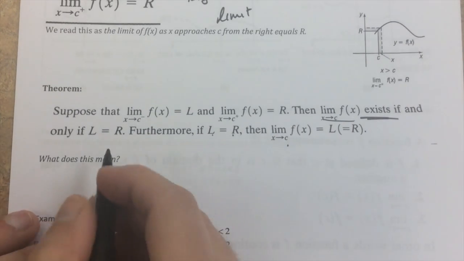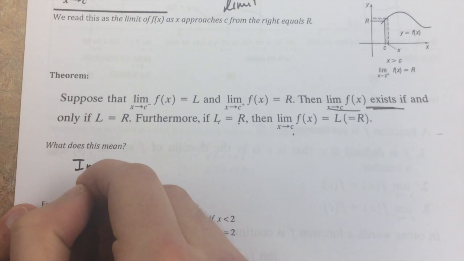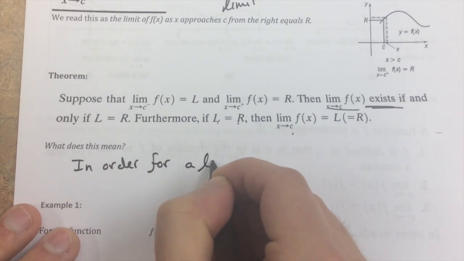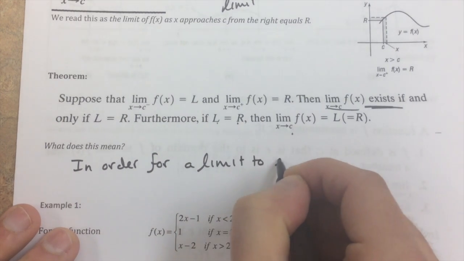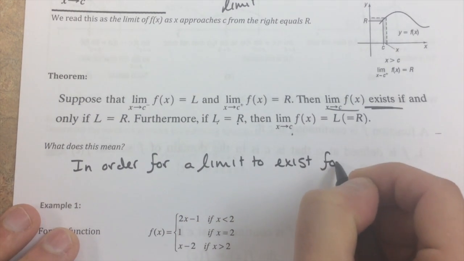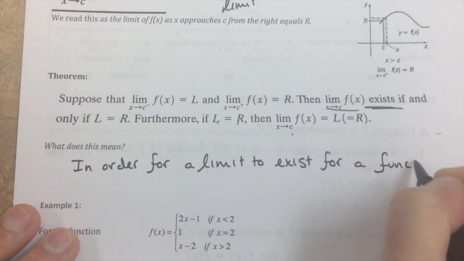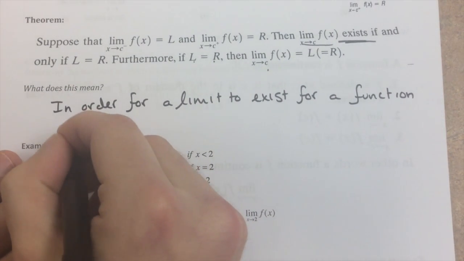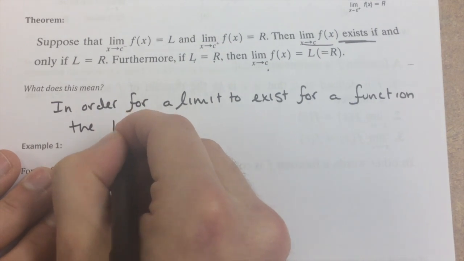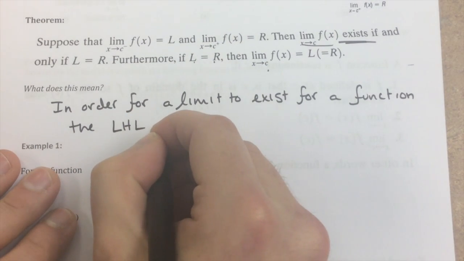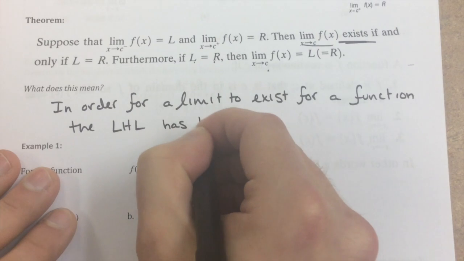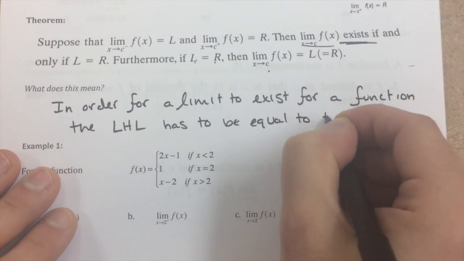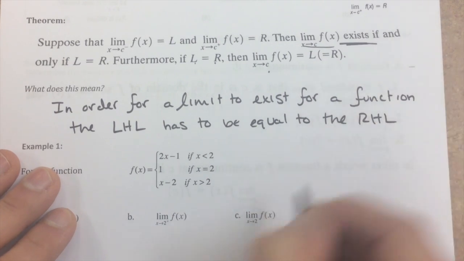So what does this mean? In order for a limit to exist for a function, the left-hand limit has to be equal to the right-hand limit.